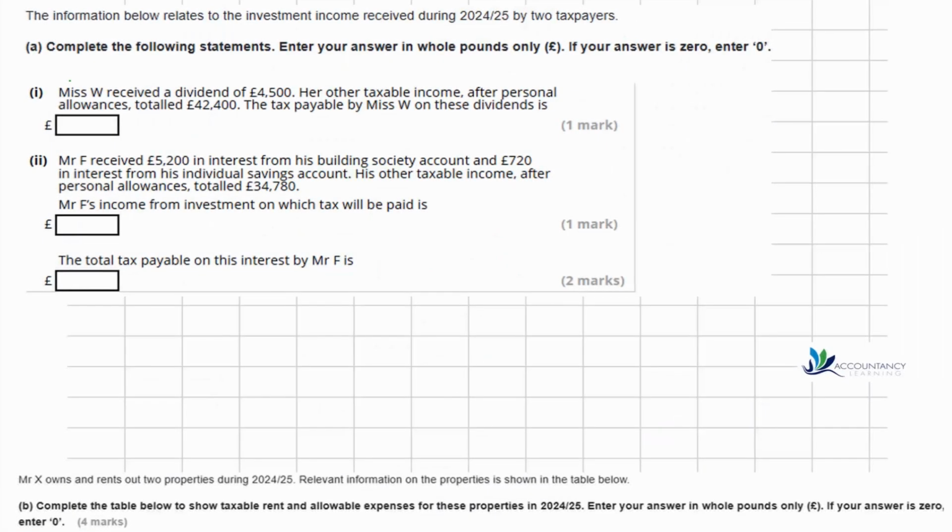This is task 3 from the second sample assessment for personal tax. Task 3 is about income from investments and property. So let's have a look at part A of this question.